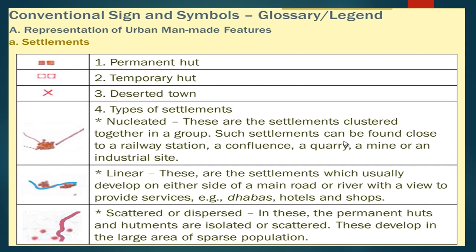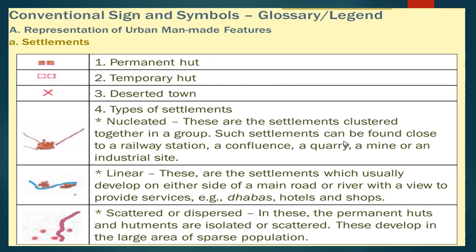Now again I would like to repeat the conventional signs and symbols used for these man-made features or settlements. The permanent hut is shown in red, as a shaded box, because these are permanent houses where people are settled, right? The next is the empty box, shown for a temporary hut, because they shift from one place to another depending on their job security. The next is the deserted town, which is generally absent on the topo sheet.